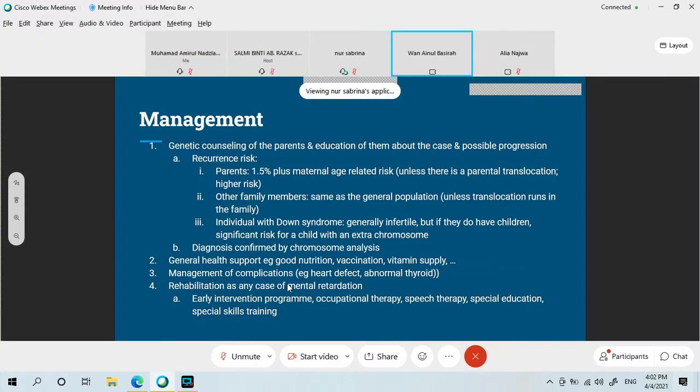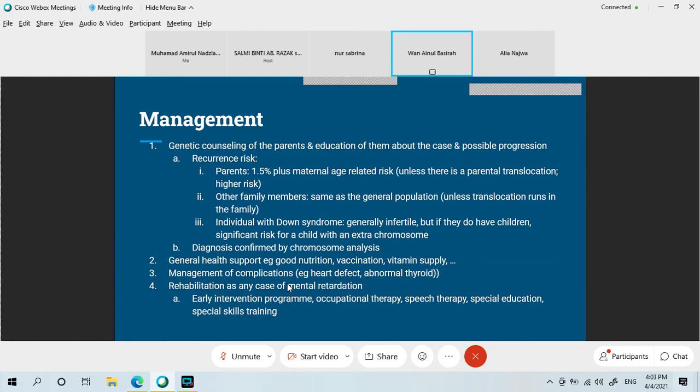So this one, individuals with Down syndrome are generally infertile, but if they do have children, significant risk for a child with an extra chromosome. So diagnosis is confirmed by chromosome analysis lah. And then we have to give general health support like good nutrition, vaccination. Sebab this patient senang dapat infection, so they have to sentiasa complete the vaccination lah. And then we have management of complications. If the patient has a heart defect, we have to do surgery to manage that. And then abnormal thyroid, if hypothyroidism, we give hormone replacement. And then for hyperthyroidism, we give medication that can regulate the thyroid.